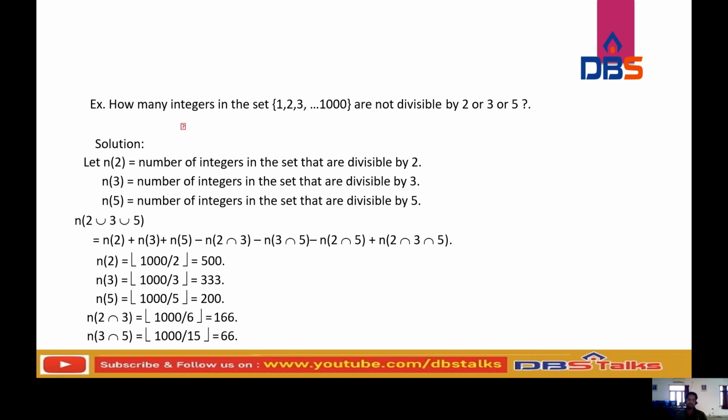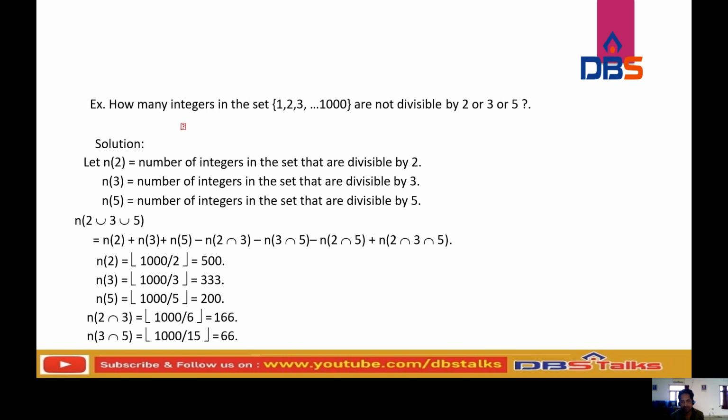Next, how many integers in the set 1, 2, 3 and so on up to 1000 are not divisible by 2 or 3 or 5? See the solution. Let n of 2 be the number of integers in the set that are divisible by 2, n of 3 the number divisible by 3, and n of 5 the number divisible by 5. Then n of 2 union 3 union 5 equals n of 2 plus 3 plus 5 minus 2 intersection 3, n of 3 intersection 5, n of 2 intersection 5, plus n of 2 intersection 3 intersection 5.